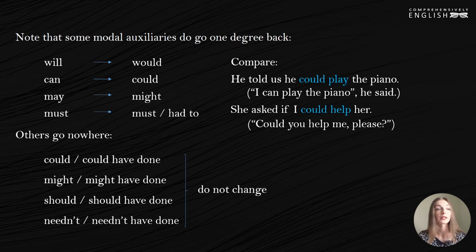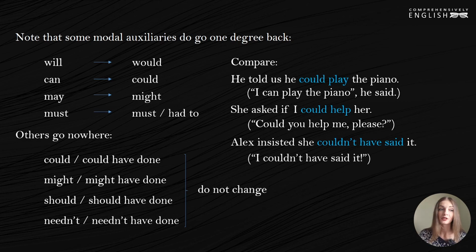Could you help me please? Yeah, so when we report this request, we do not change could. It goes nowhere. And the last example, Alex insisted she couldn't have said it. The original couldn't have said it wasn't changed because, again, couldn't have said has a different meaning. Couldn't have said means that I don't believe that he said it.